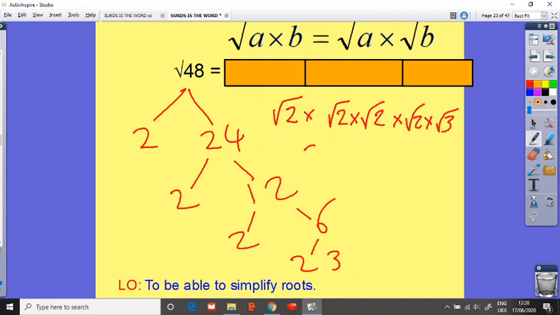Square root of 2 and square root of 2 is just 2. And this square root of 2 and this square root of 2 is also 2. Okay, and the root of 3 I just leave as root 3. 2 times 2 is 4. So my answer is 4 root 3.